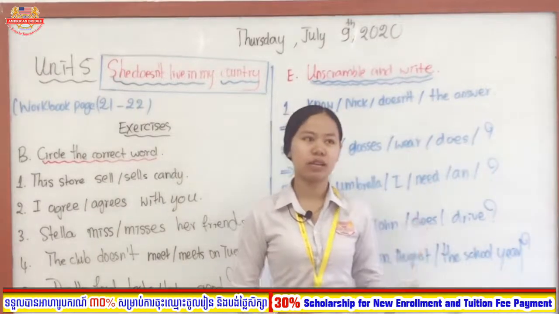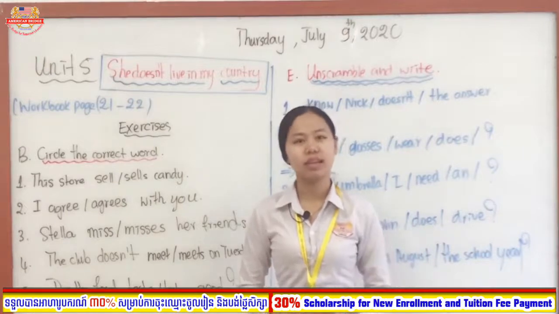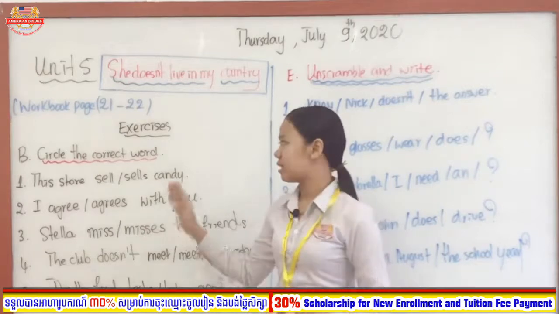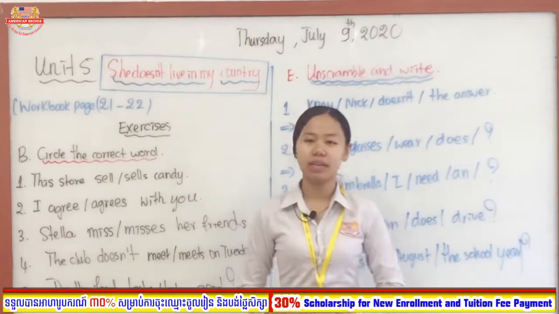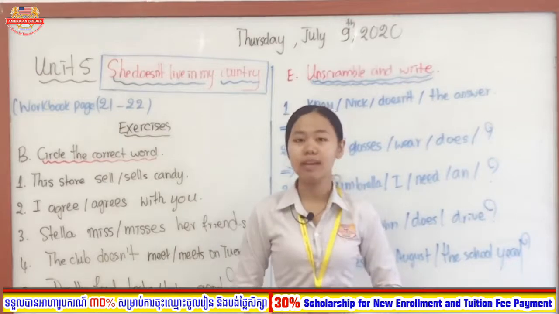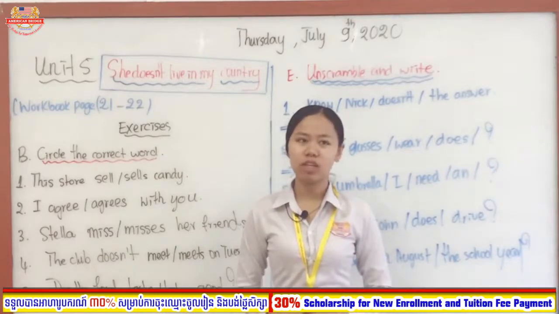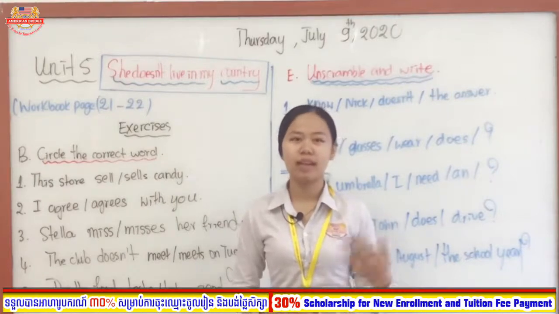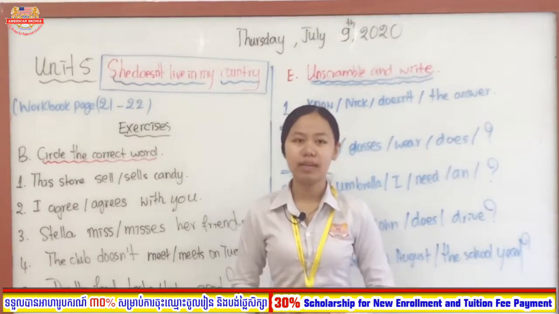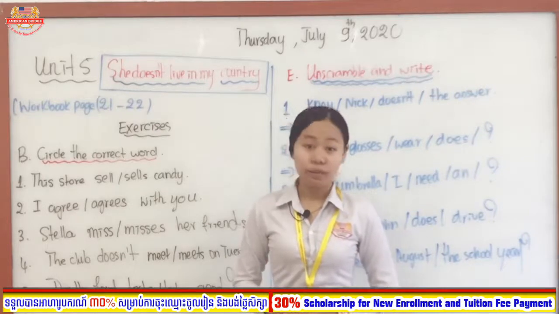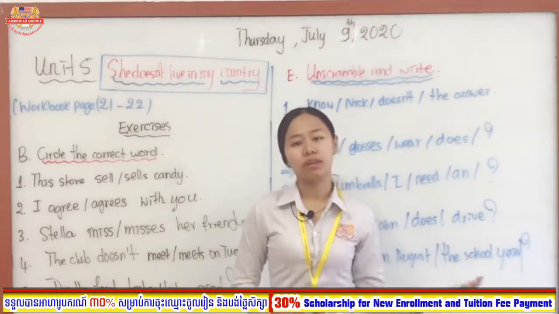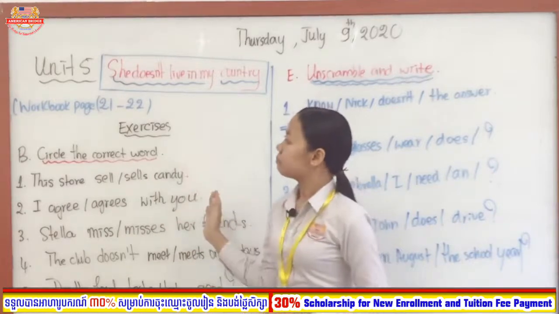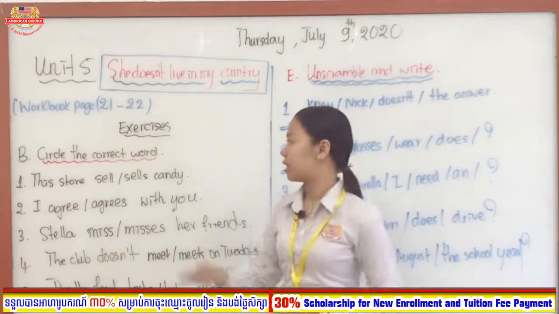Yesterday we practiced the exercises regarding the present simple in our student book, but today we will move on to our practice in our workbook. Yesterday we practiced circling the correct word, right, as well as circling the correct auxiliary verb that we learned before. So today what we are going to do more is on our workbook pages 21 and 22.